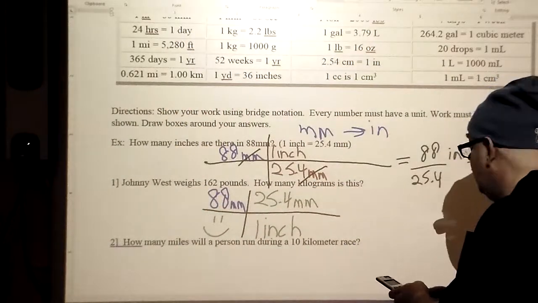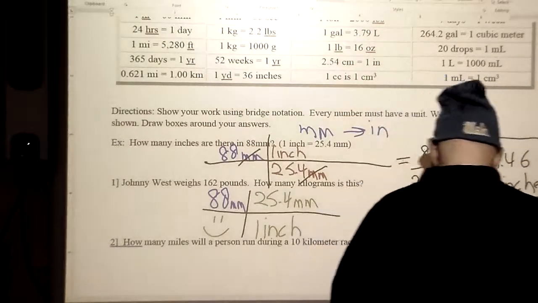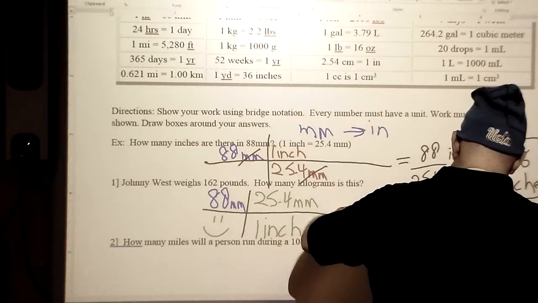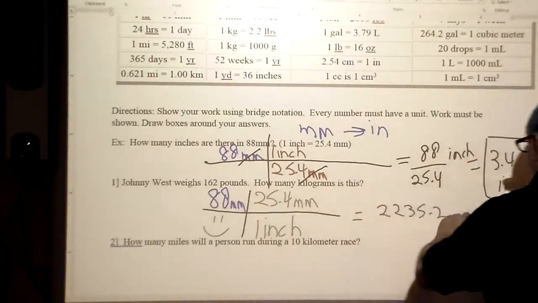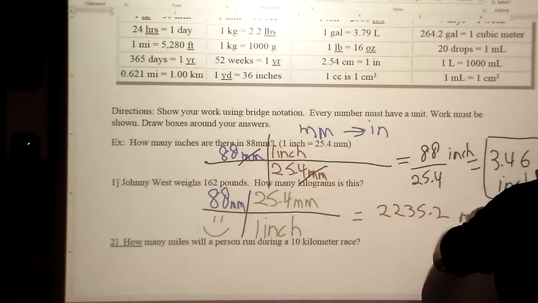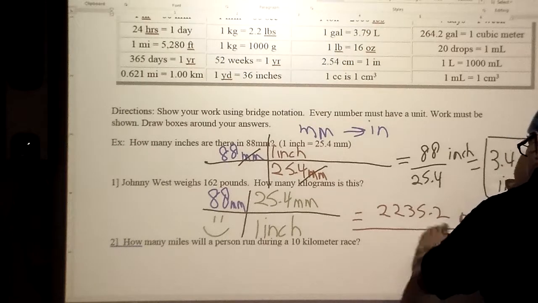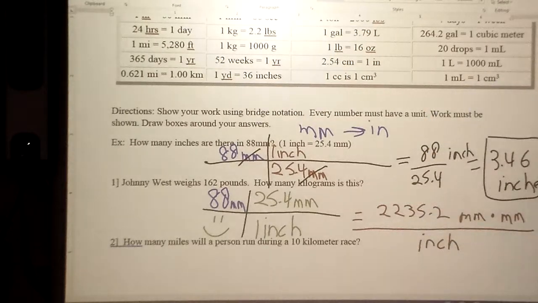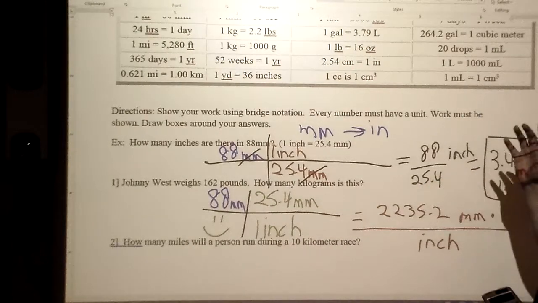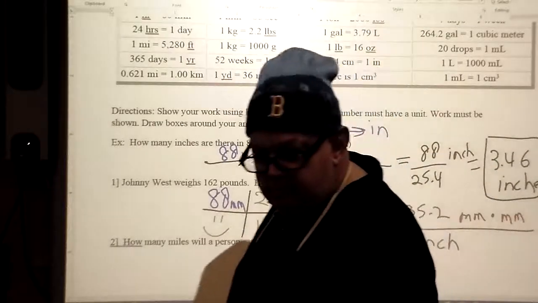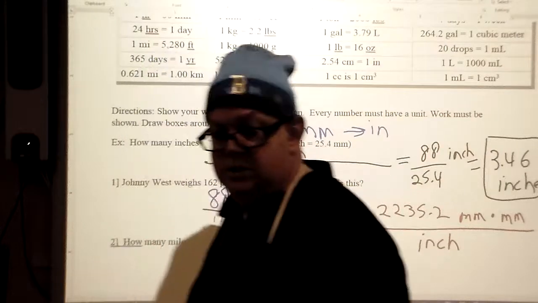So 88 times 25.4 equals 2,235.2. Here we go: millimeters times millimeters over inch. I just multiplied the units straight through, you see this. Now I did it wrong. I did it wrong, and I did that on purpose.